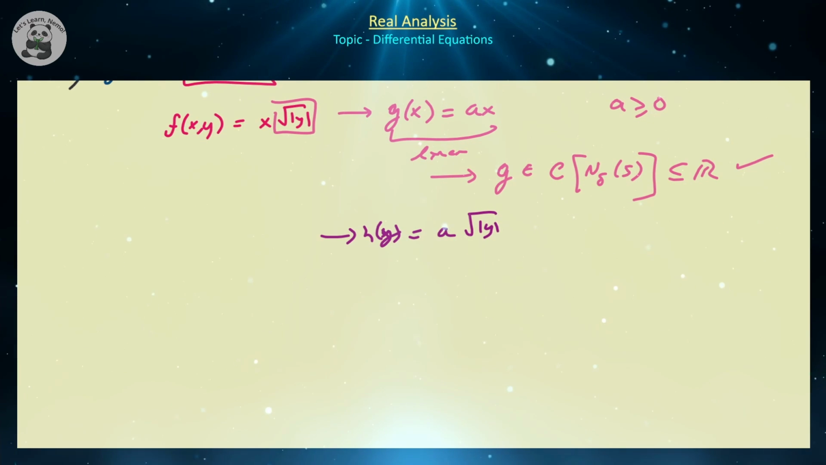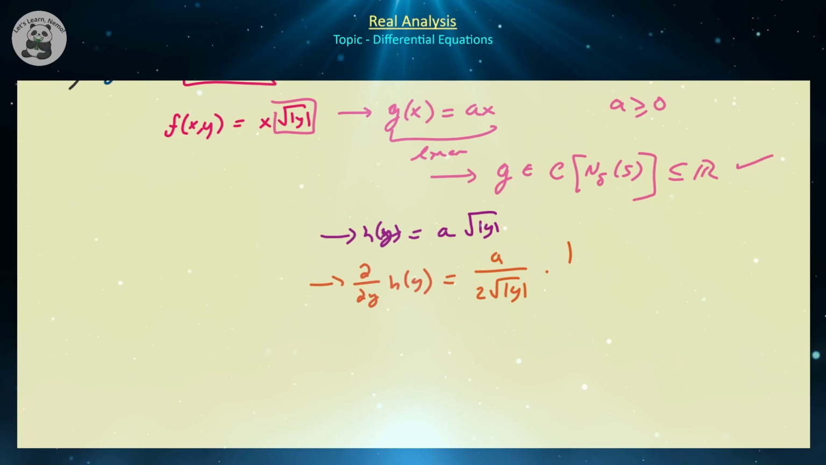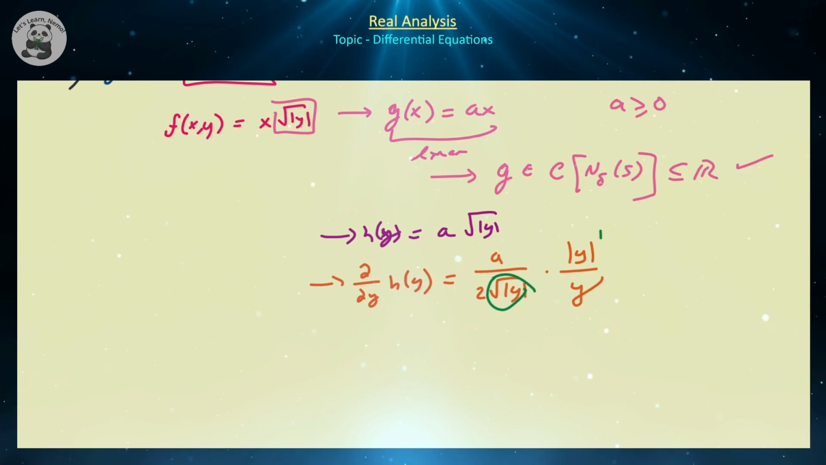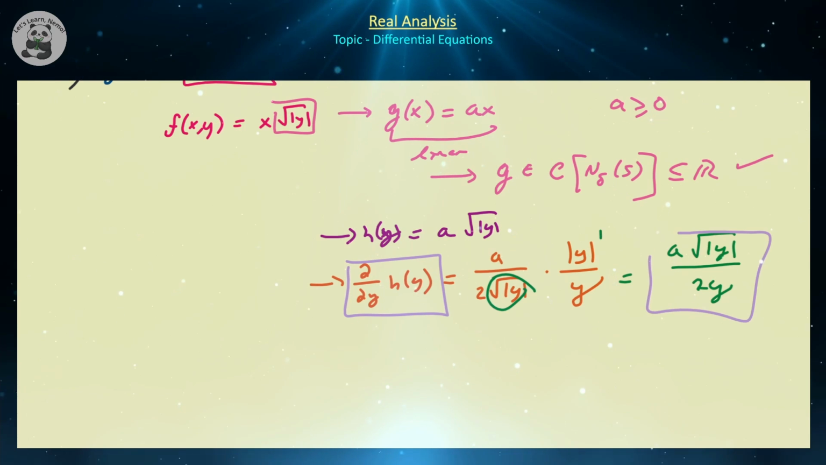And we need to make sure that this is Lipschitz continuous in our region. So what we're going to do is take the partial derivative with respect to y of h of y, and that's going to give us a divided by 2 square root of the absolute value of y, and then we need to differentiate the absolute value of y, which is the absolute value of y over y. So we have 1 absolute value of y and 1/2 absolute value of y on the bottom. So we can write this instead as a times the square root of the absolute value of y on top, all over 2y.